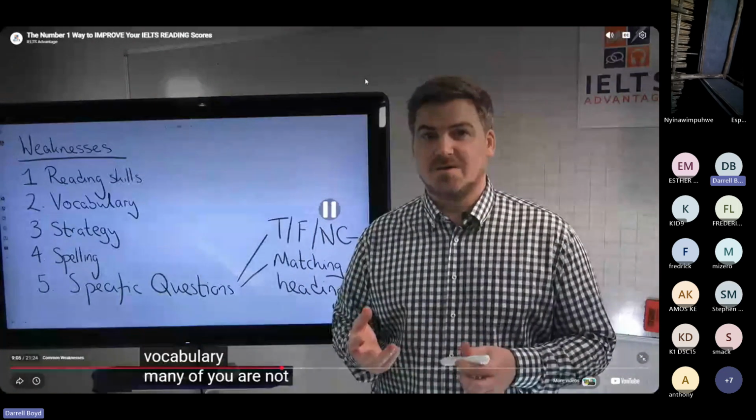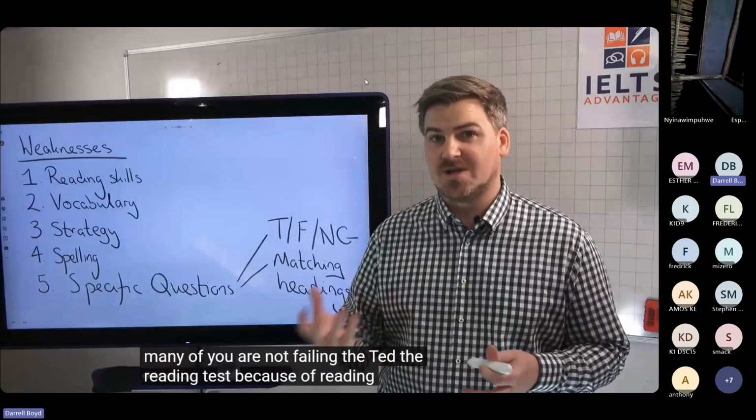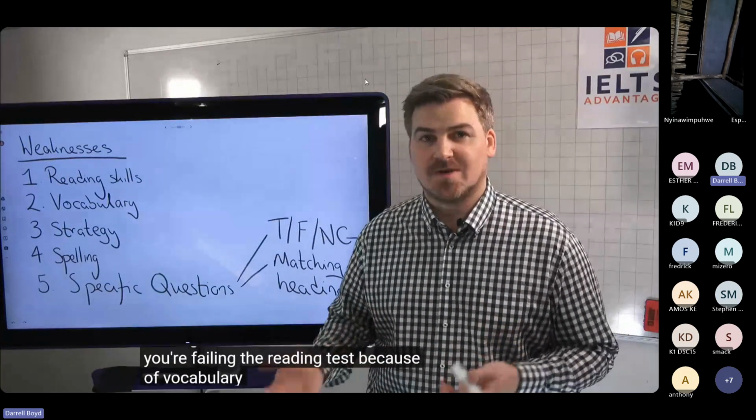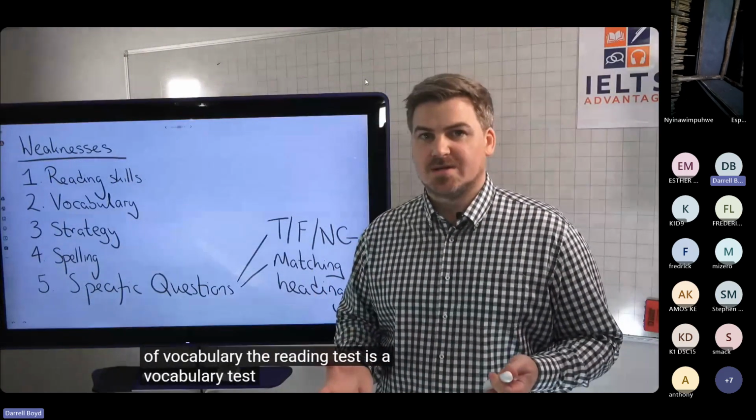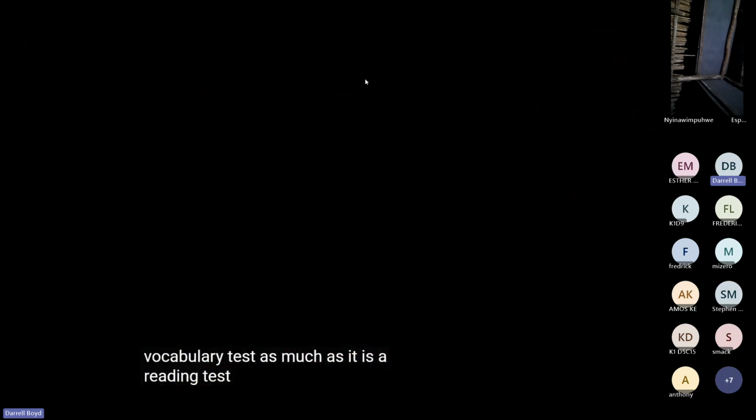Number 2, vocabulary. Many of you are not failing the reading test because of reading skills. You're failing the reading test because of vocabulary. The reading test is a vocabulary test as much as it is a reading test. So vocabulary, synonyms especially, are going to help you locate the answer. If you have a problem with time management, often the problem is not time management, the problem is vocabulary. You just can't find the words fast enough. Or if you're getting a low score, it might mean that you just don't understand the words or the difference between words. So improving your vocabulary is going to improve your scores, but you need to figure out if that is your particular weakness.